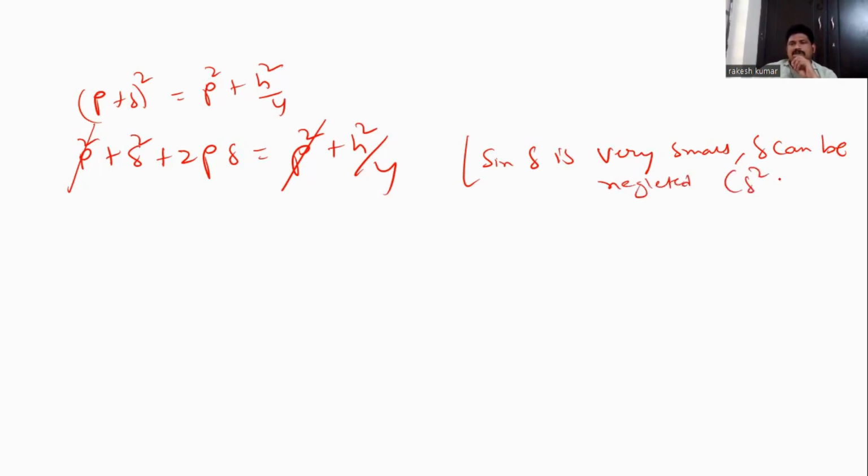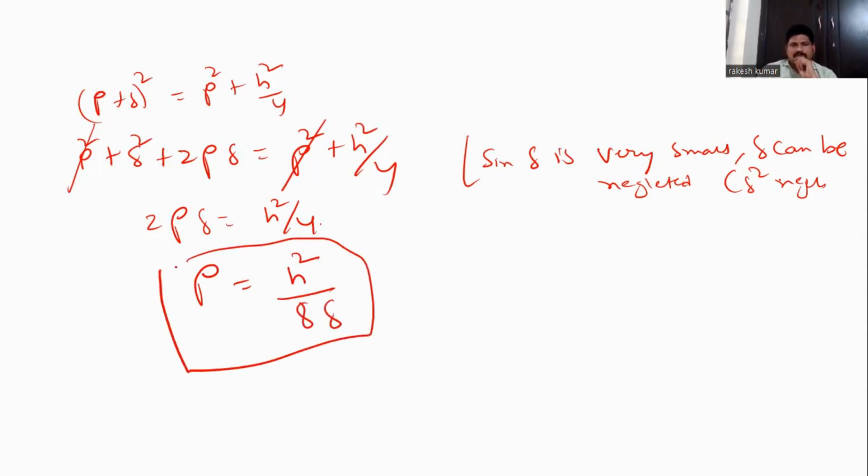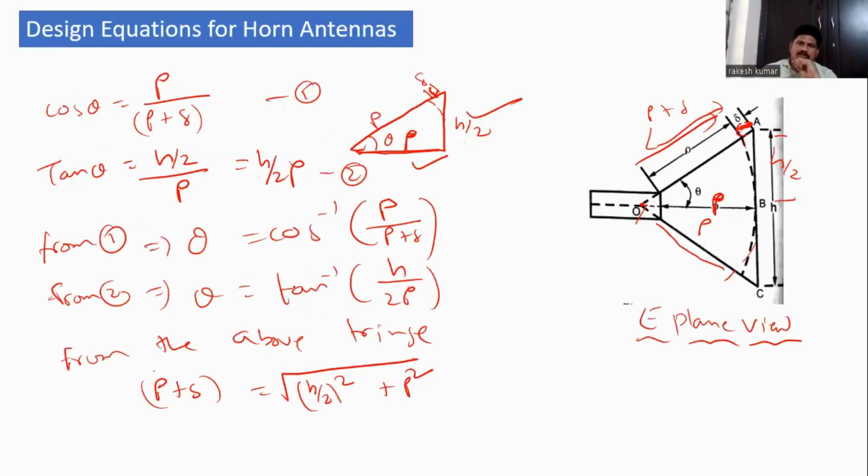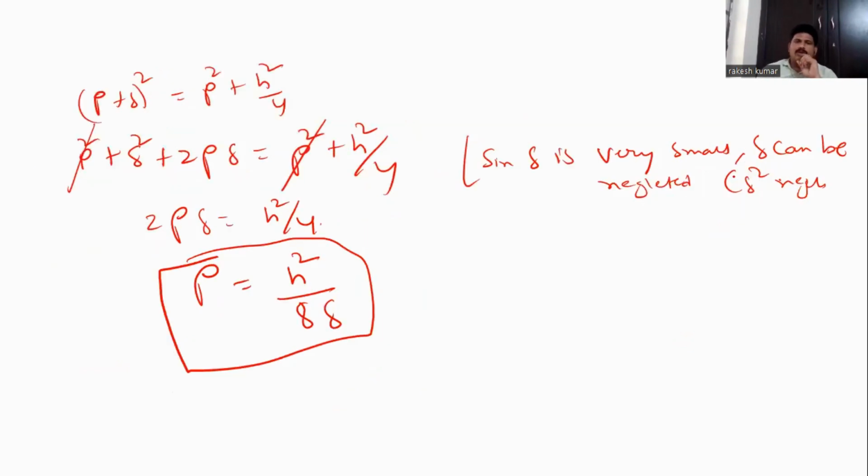So delta square is also neglected. Therefore, 2 rho delta is equal to h square by 4. From this, rho is equal to h square by 8 delta. It's very important. What is this rho? This distance, from here to here, is called rho. Therefore, rho is equal to h square by 8 delta.